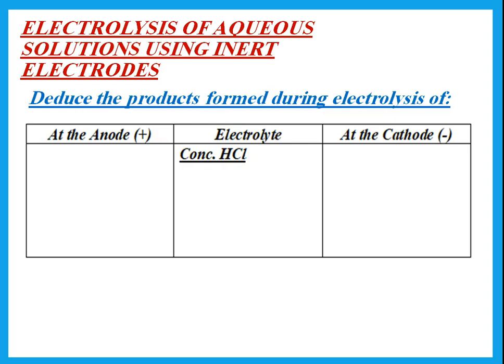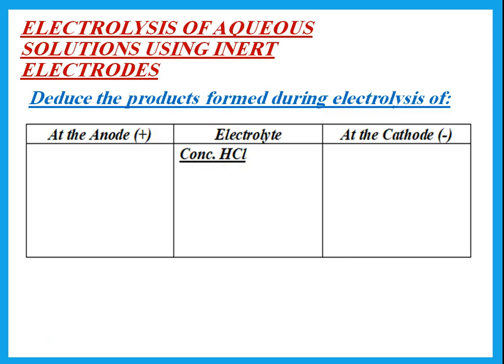Now, what is the difference between platinum and graphite? We said which one is better? Graphite, since it is cheaper. You should know that platinum is expensive. So, let's say we're doing electrolysis of a solution of HCl, hydrochloric acid.